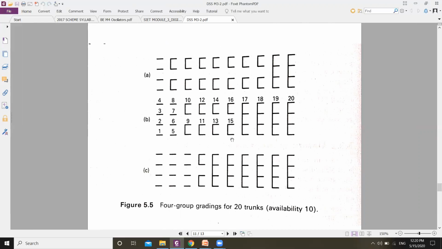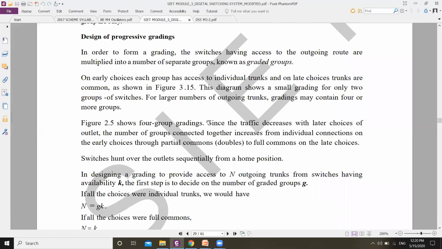So we have doubles here, and if you go further and increase the number of trunks, the traffic will be even less. So we have quadruples over here. That is what he is trying to say.